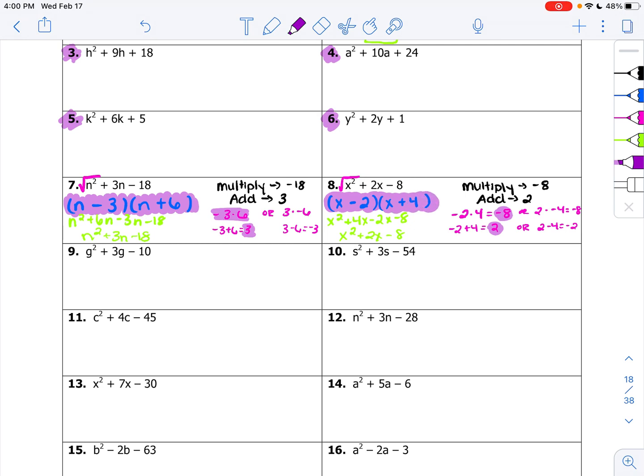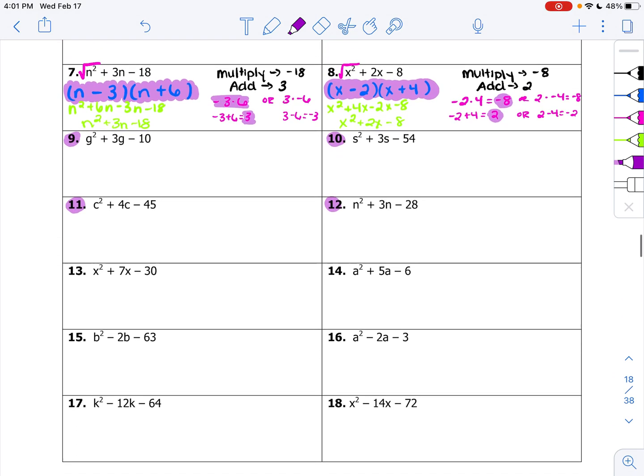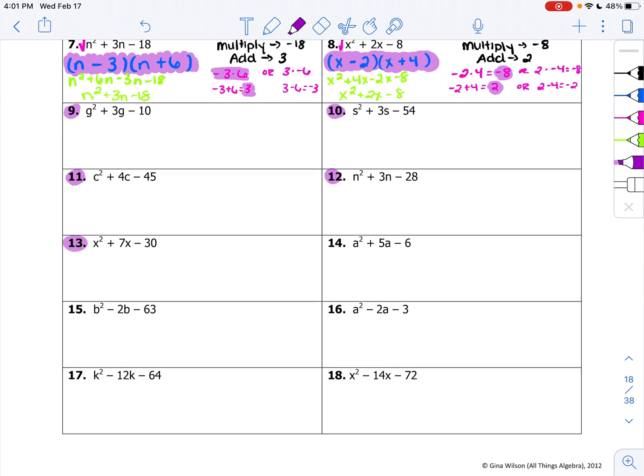Go ahead and highlight numbers 9, 10, 11, and 12. And highlight 13 and 14. And then let's take a look at number 15.